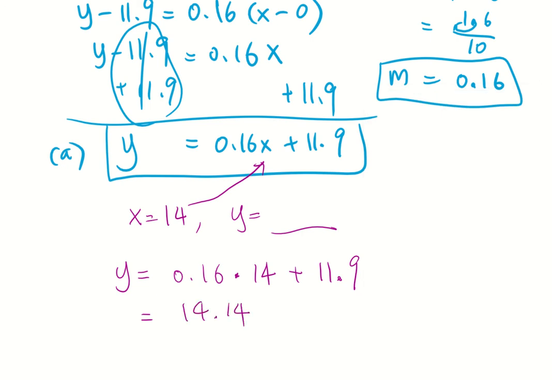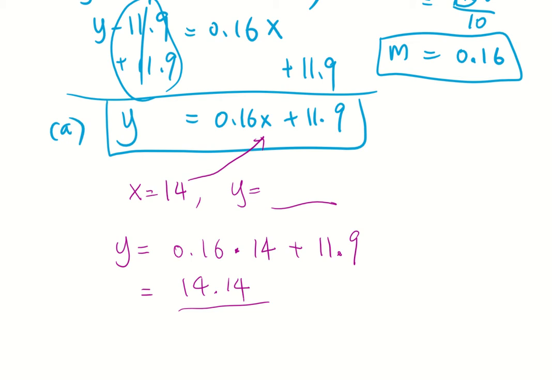14.14. So what does this number mean? This means in the year of 2018, the employment for the restaurant industry is predicted to be 14.14 million. And that is the answer to part B, 14.14 million.